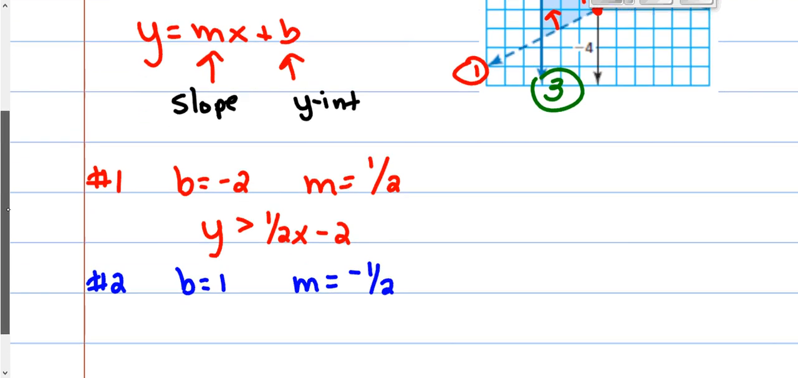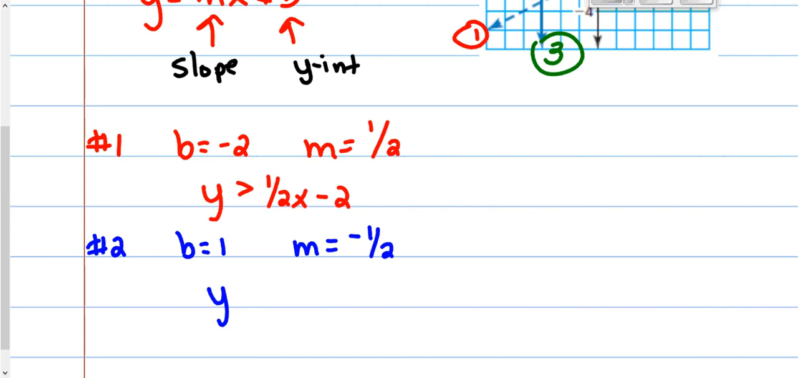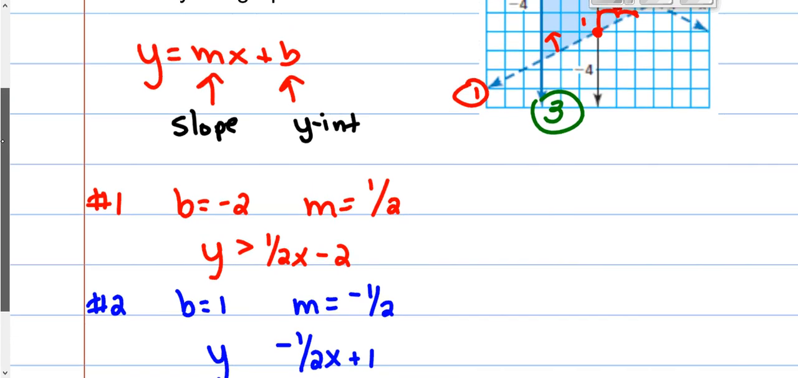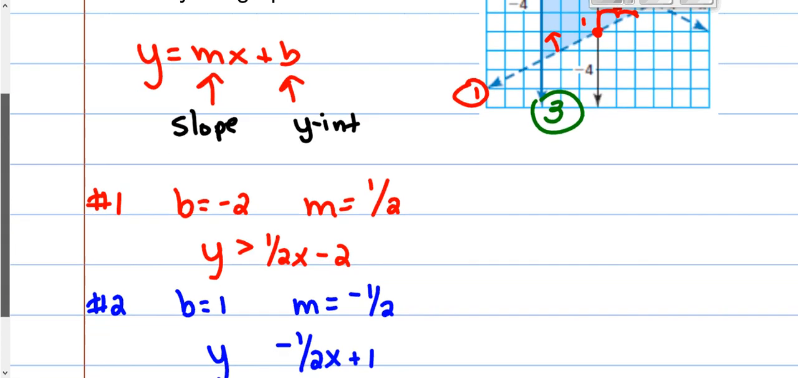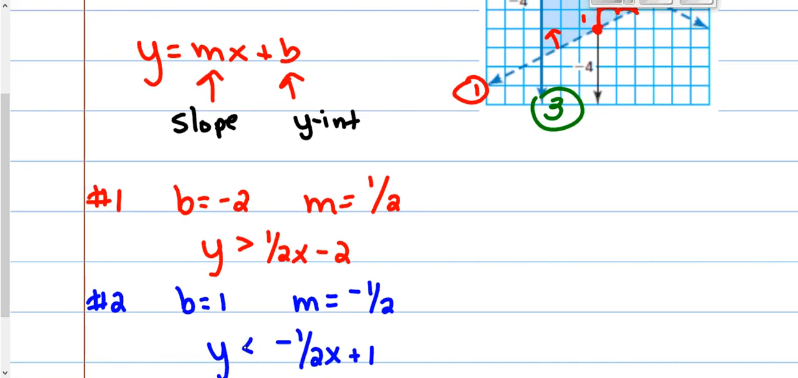Now I can plug those in. Y, and then negative 1/2 x plus 1. Let's go back and look at the shading. This one shades below the line. Below is less than, and it's dotted. So it's just less than.